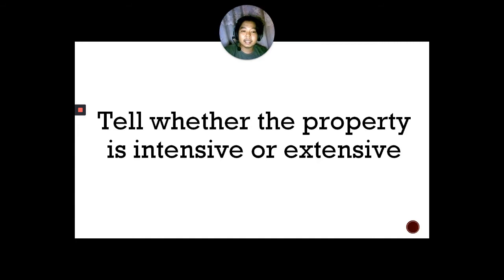However, sa extensive property, it depends on the number. So, to technically differentiate them, intensive property does not depend on the amount. So, let me repeat that again. Intensive property does not depend on the amount, while extensive property always depends on the amount of something. So, again, I can keep on defining them, but let's put it into practice, no?